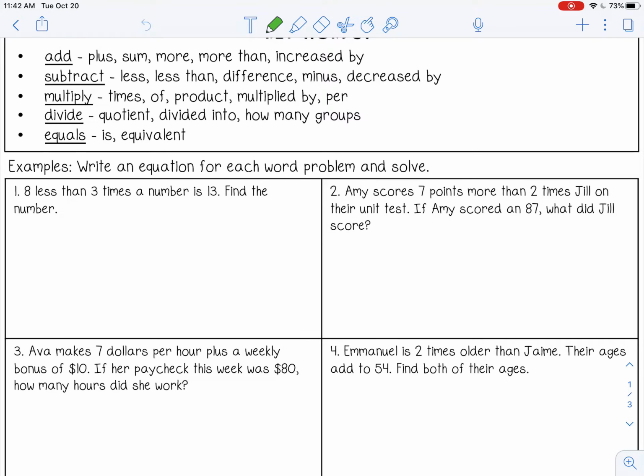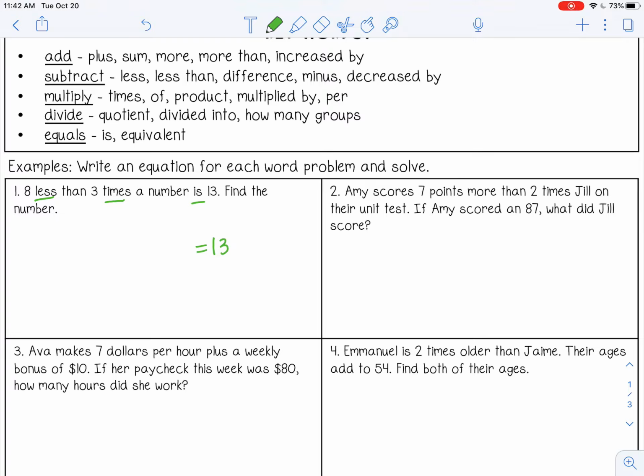Okay, so let's try some examples here. Number 1, 8 less than 3 times the number is 13. Find the number. All right, so we have lots of keywords here. I see less, which is going to mean subtract. Times, which is going to be multiply. And then is equal. So I know I have is 13. That's pretty easy.